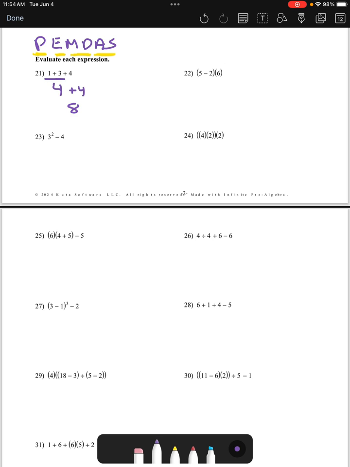In number 22, we do have 5 minus 2 inside parentheses, which means it gets done first. It's inside parentheses. 5 minus 2 is 3. And now we have individual numbers inside parentheses. So these parentheses no longer mean I'm a group and do me first. These are multiplication parentheses. 3 times 6 is 18.